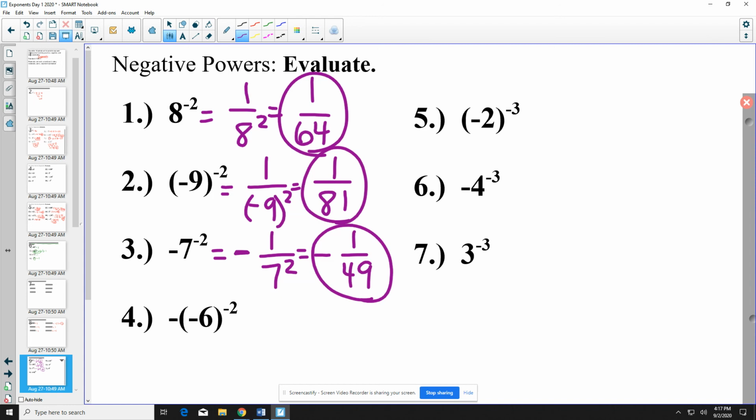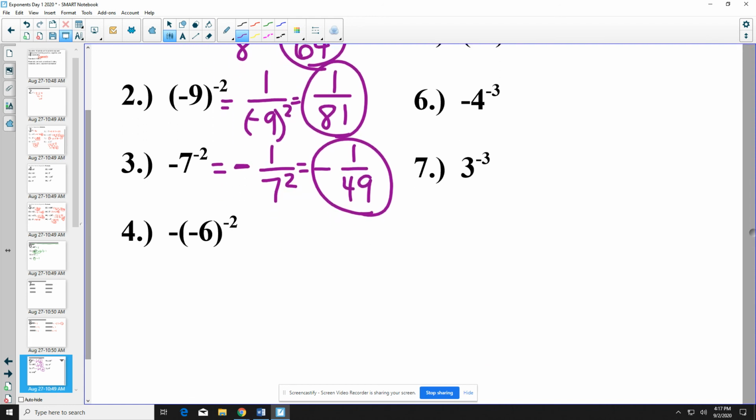Okay, write down number 4, negative, then negative 6 in parentheses to the negative 2. All right, so since there's a negative sign in front, I write that down. Since the number negative 6 is to the negative 2 exponent, it goes in the denominator, and it becomes to the positive 2 exponent. But remember, negative 6 is in parentheses, so it means take the number negative 6 times the number negative 6, which is a positive 36. So in the denominator, I have a positive 36, in the numerator, it's a 1. And my answer is still negative because I have this negative sign right here in front.